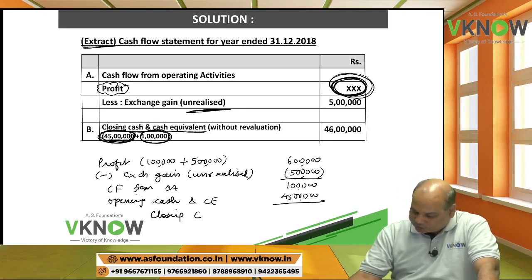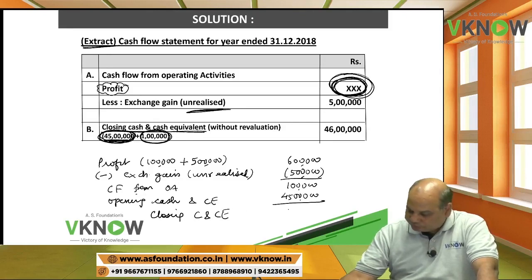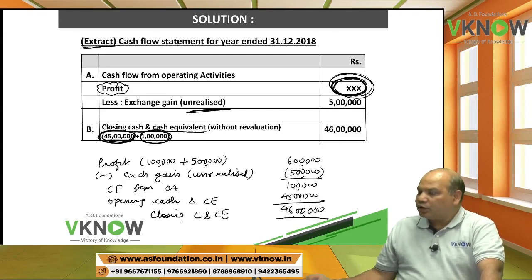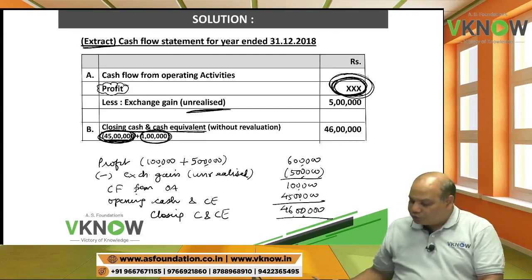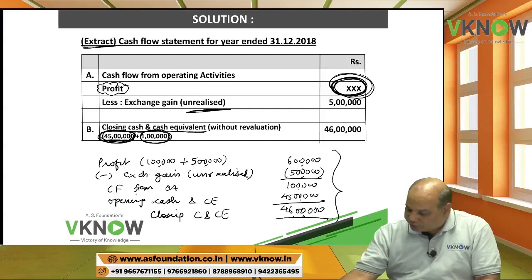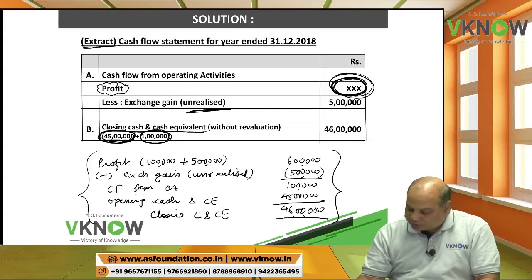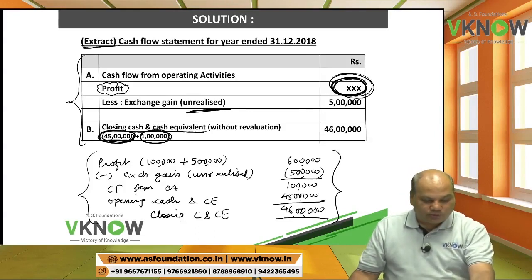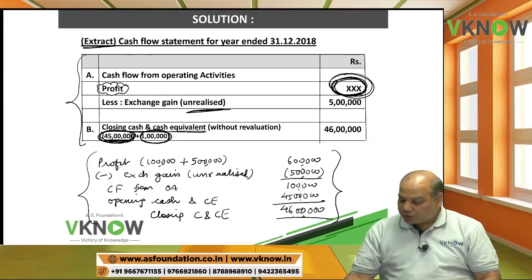closing cash and cash equivalent 46 lakh. So if you want to give the effect of all entries, this is the presentation. If you want to present only the extract, this is the answer. So make your choice. Okay.